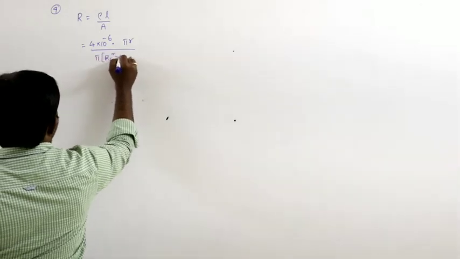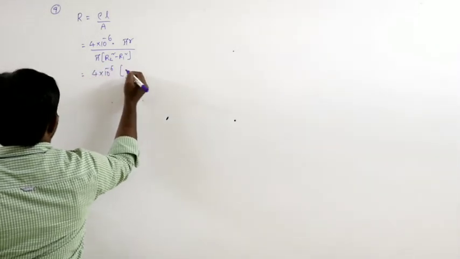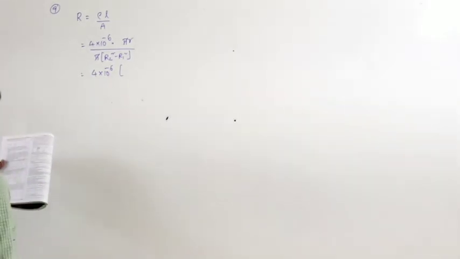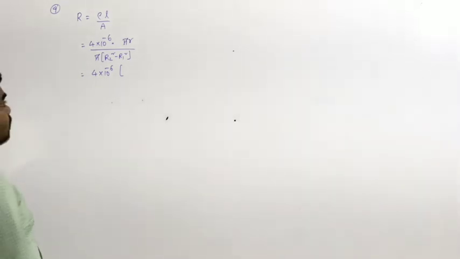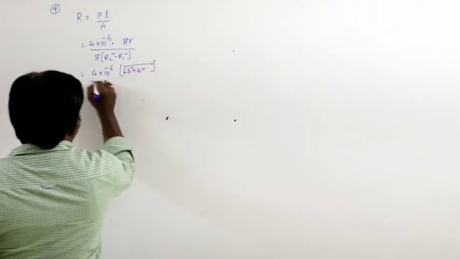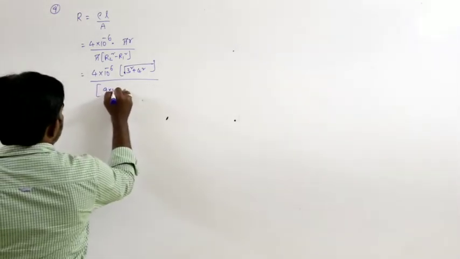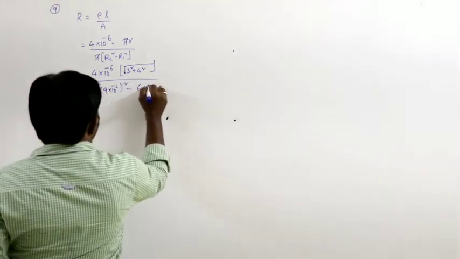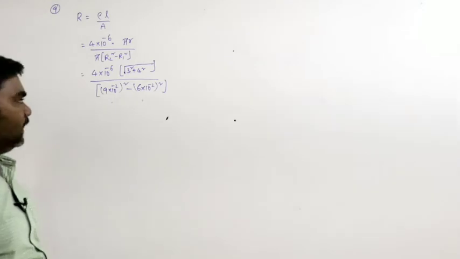So pi r2 square minus r1 square, pi cancels, with 4 into 10 power minus 6. The inner radius is 6, and the radial thickness is 3, and the axial thickness is 4. So the radius is the square root of 3 square plus 4 square, that is 5, and it is r2 square. That is 9 into 10 power minus 2 whole square minus 6 into 10 power minus 2 whole square. See here, inner radius is 6, thickness is 3, total is 9.